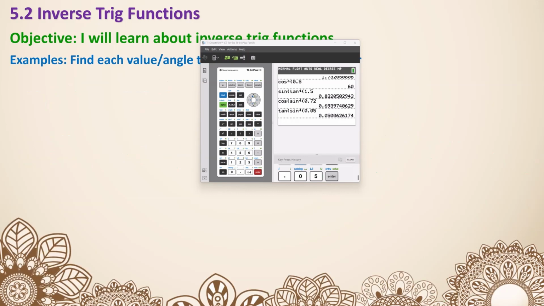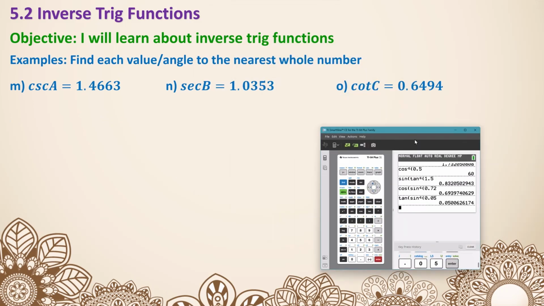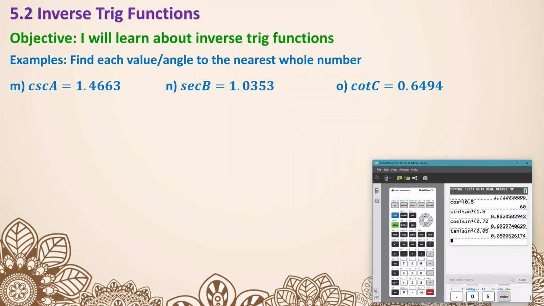Now we're going to up things a notch. We're going to be finding cosecant, secant, and cotangent. And here's the issue with all of these functions, secant, cosecant, and cotangent. They're not on our calculators. So we have to first convert them into sine, cosine, and tangent. So finding cosecant A equals 1.4663 is the same as finding out what is corresponding with sine. So we're going to find out what sine A is first, and then afterwards, we're going to find out A.